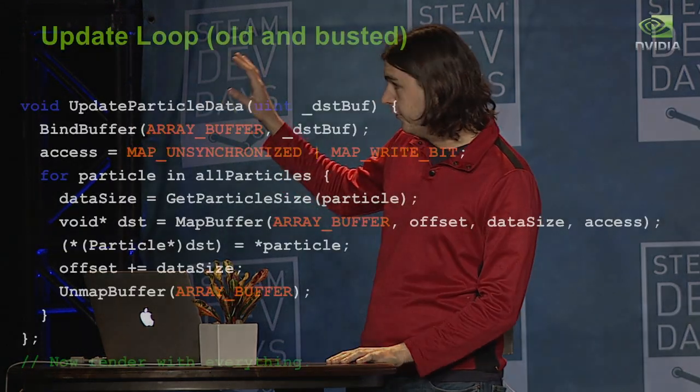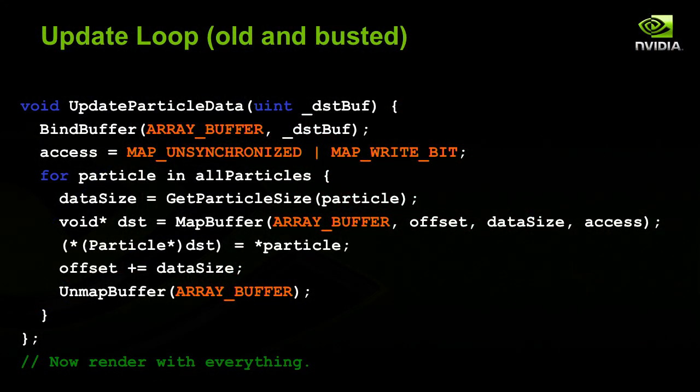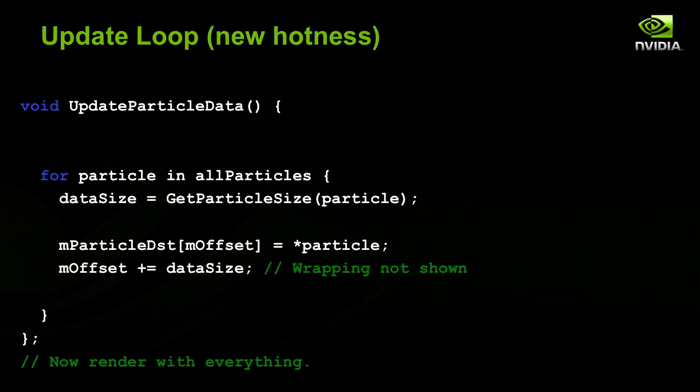So the old loop, again, this is what we had before. We had that really atrocious map and unmap every time. And when we use our persistently mapped buffers, we get to clean up a lot of that stuff. So now we just need to get the particle size, write the particle to the offset location, and then update the offset. I'm not showing the fact that it's a circular buffer because it's PowerPoint and code on slides is a pain, but you would do that. Don't not do that.